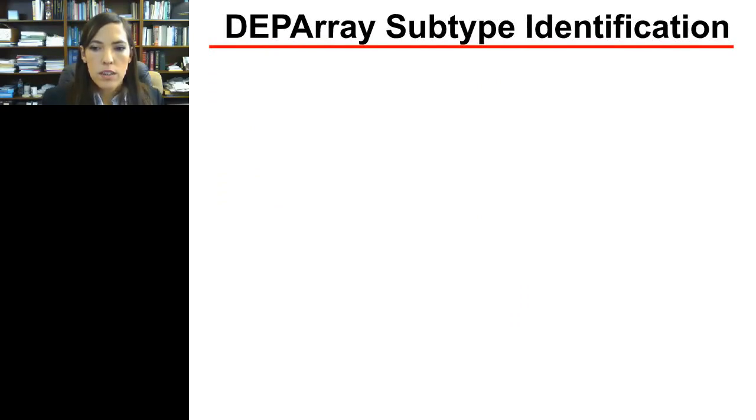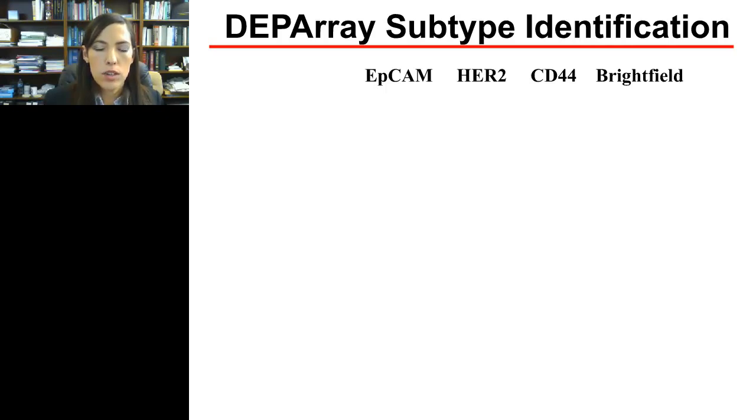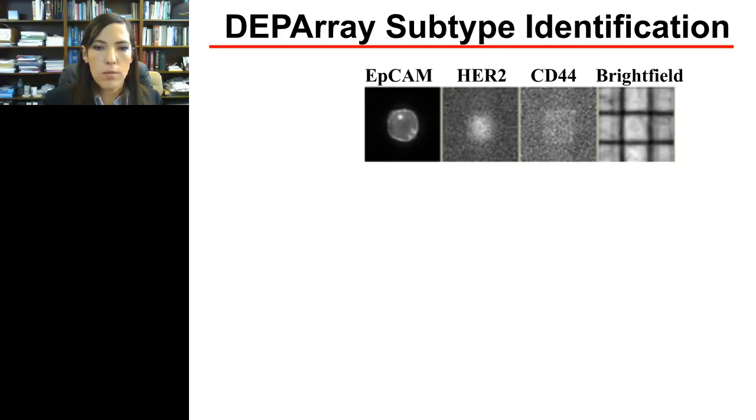So what have we done so far with the Deborah Ray? What does this allow us to do? In this experiment, we used a mixture of our 4 cell lines, and then we sorted them. We loaded them onto the Deborah Ray and sorted them using the Deborah Ray.